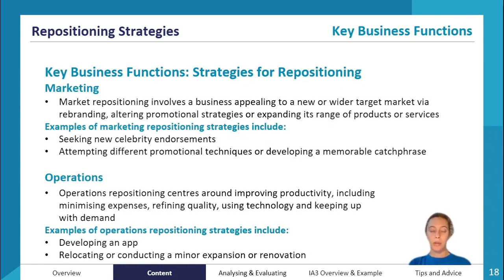Now, our last 2 key business functions, we've got marketing. So market repositioning is all about appealing to a new or wider market. So you can rebrand, you could alter your promotional strategies, or you could even expand your range of products or services to capture that wider demographic, that wider audience. So maybe you would seek celebrity endorsements, for example. That's something that we see all the time now with social media influencers and things like that. So that's a market repositioning strategy in that marketing function.